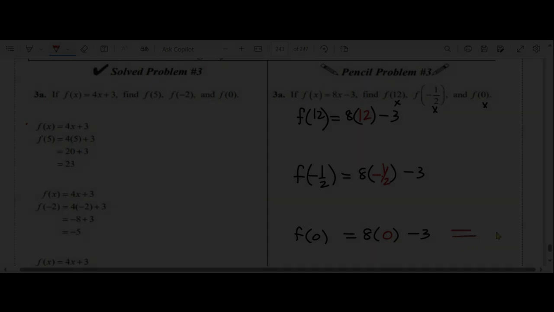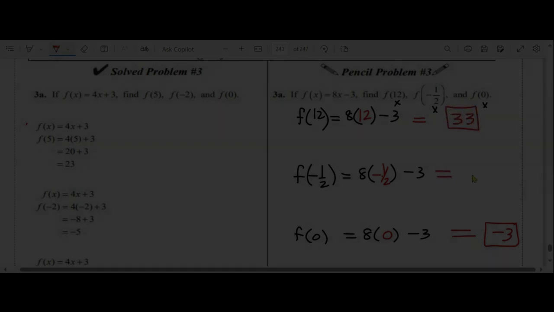I will do the hardest one. The answer is how much here? Yeah, I did the hardest one. 12, 33. 33 total? 33, good. Then negative 7. This one negative 7? Okay.